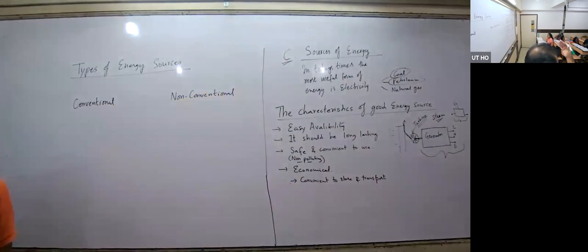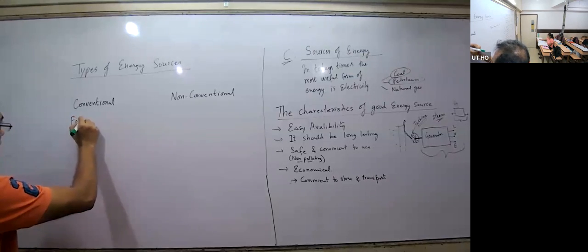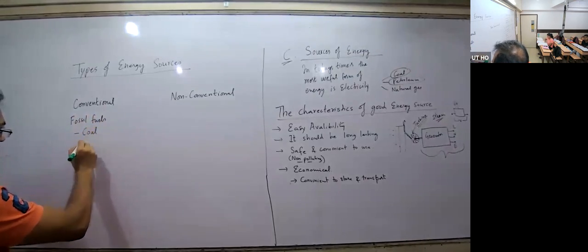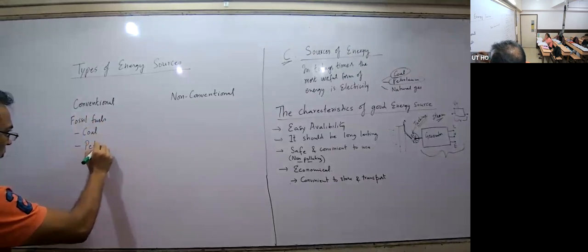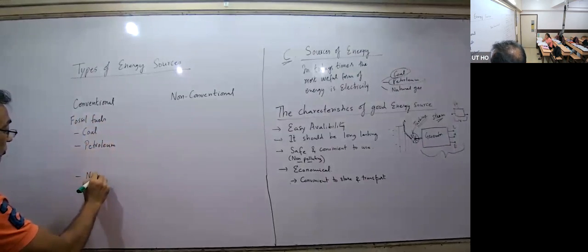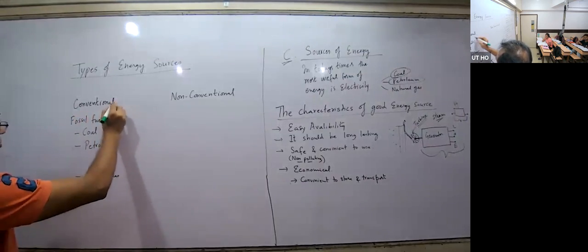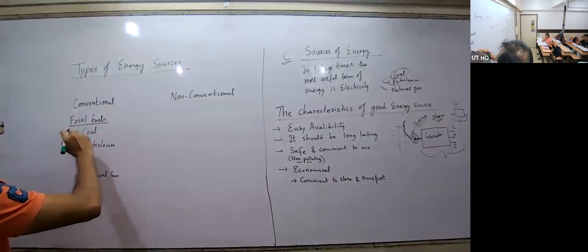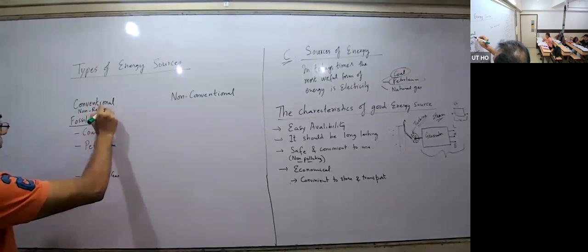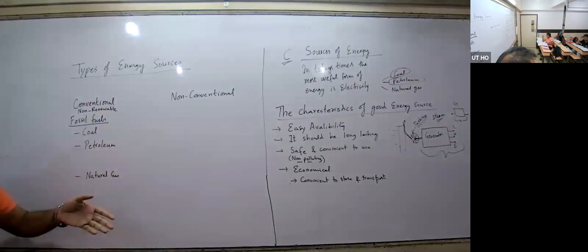Conventional is what we have been using till now, which is fossil fuels. What are fossil fuels? Basically coal, petroleum. Okay, petroleum. Then we have natural gas. So conventional energy sources are fossil fuel based, right? And they are also called non-renewable. Why? Because once they are finished, it takes millions of years for them to form again.